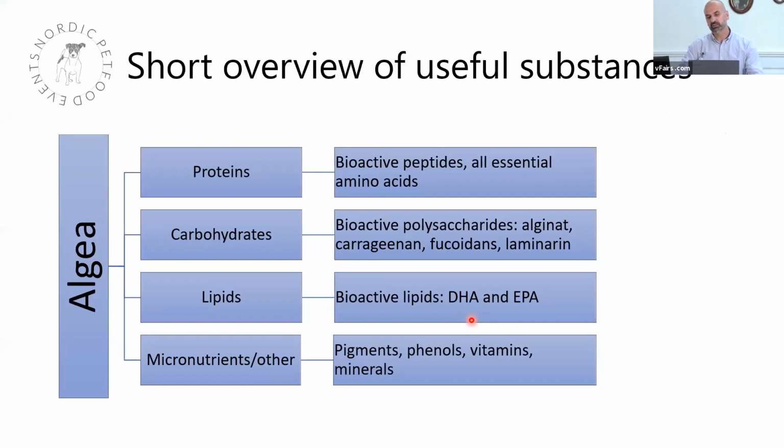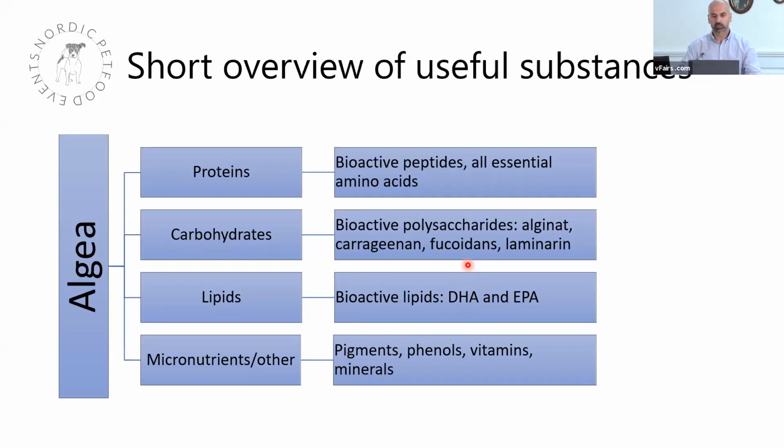Algae, as other plants, consist of macro and micronutrients. Macronutrients are proteins, carbohydrates, and lipids. The micronutrients: vitamins, minerals, pigments. But those proteins can also have some functionality. So we have bioactive peptides, essential amino acids. It could also be single amino acids.